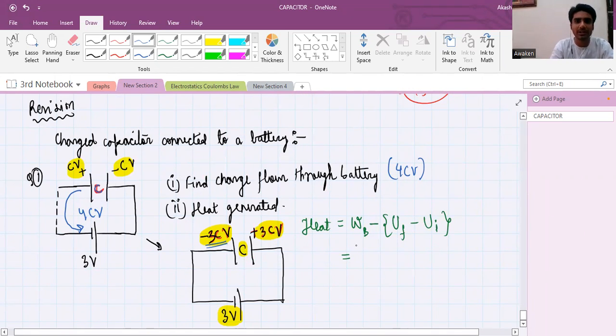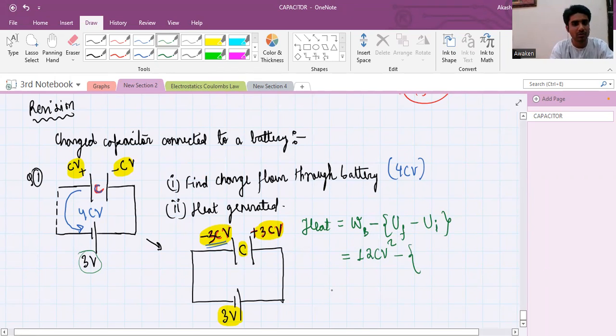Therefore, here what is the work done by the battery? 4 CV is flowing through 3V. 12 CV square. 12 CV square. Yes. So 12 CV square. Very good. Minus. What is the final potential energy?